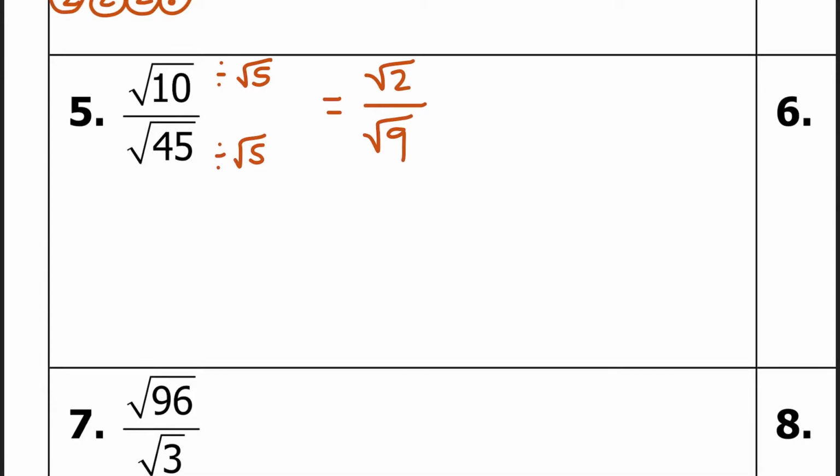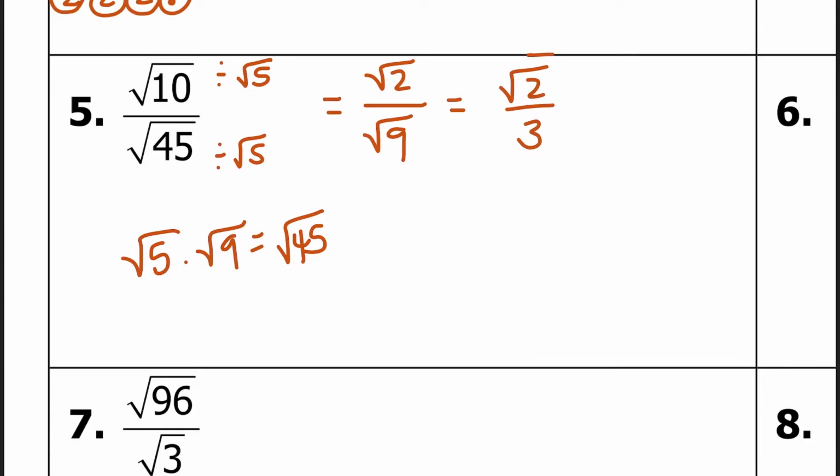Because remember, think about it. If we go the other way, we already talked about the product rule, how you just multiply the 2. So I can break up the 2 the same way. Well, now I know that square root of 9, that's a perfect square, which is equal to 3. And here's my final answer.